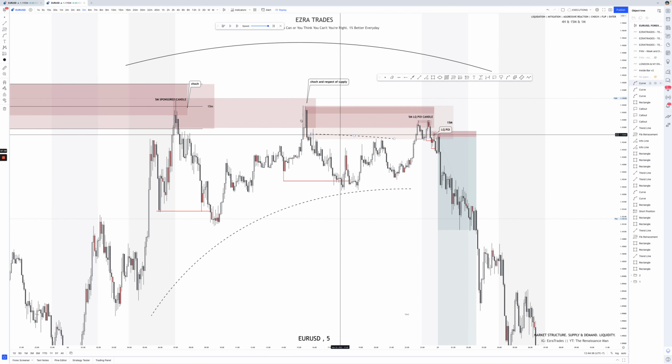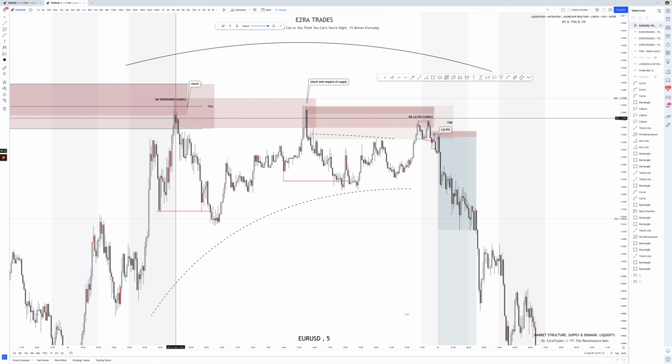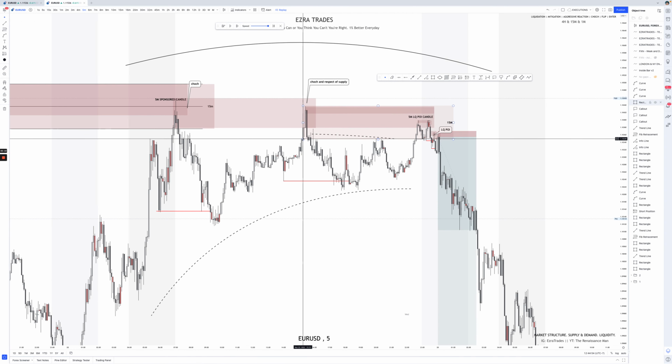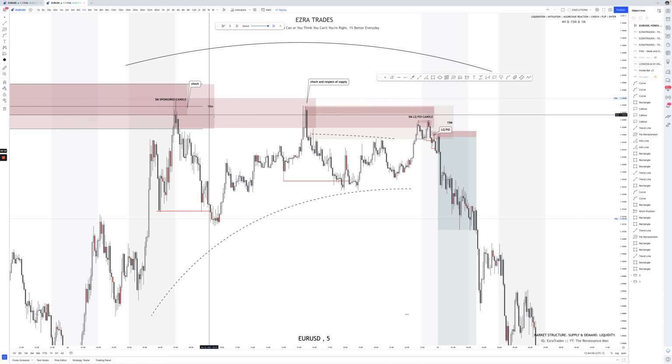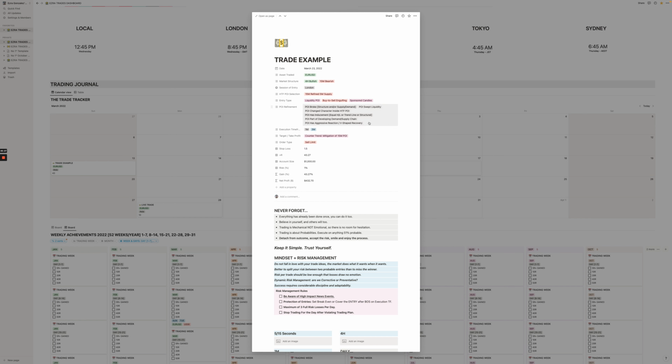Did it sweep liquidity in itself? It did sweep some liquidity to the left. And then is it part of a developing demand or supply chain? In this case, it is. It's part of a developing supply chain. So we're building orders to go short. Did we have an aggressive reaction or V-shaped recovery? Absolutely. V-shaped recovery. We did have an aggressive reaction to the top of the POI to the left. So we have tons of reasons why this is a good POI. This is going to further get you into the idea of spotting these specific characteristics.